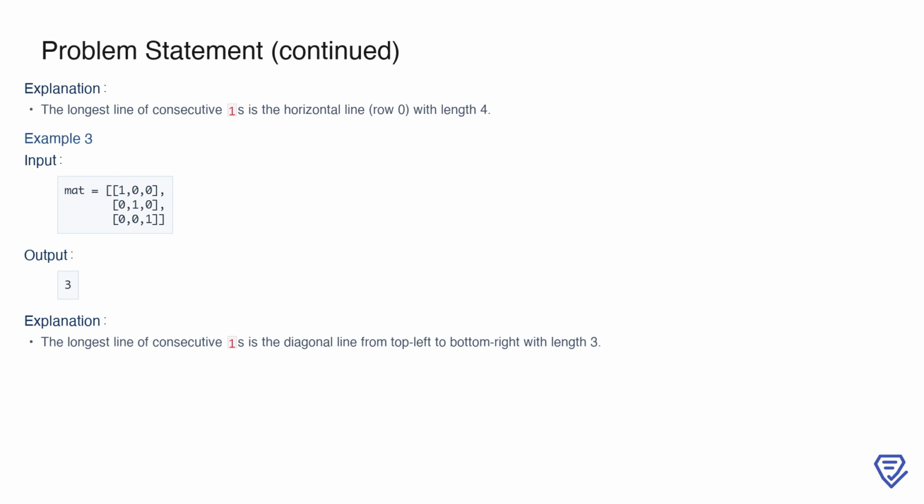These examples highlight the importance of checking all four possible directions, horizontal, vertical, diagonal, and anti-diagonal, to find the longest line of consecutive 1s. Each direction must be carefully evaluated to ensure we capture the maximum length.